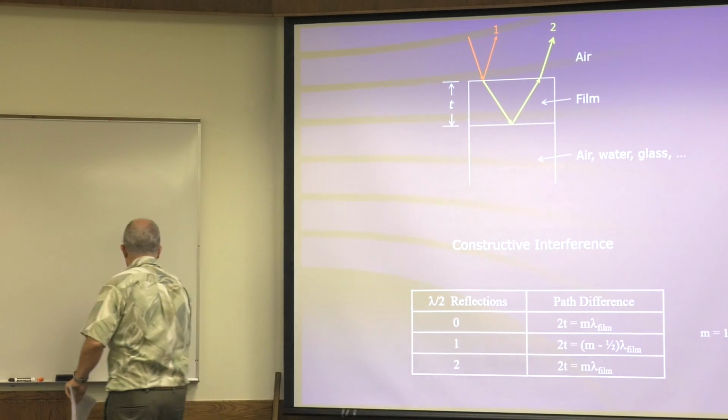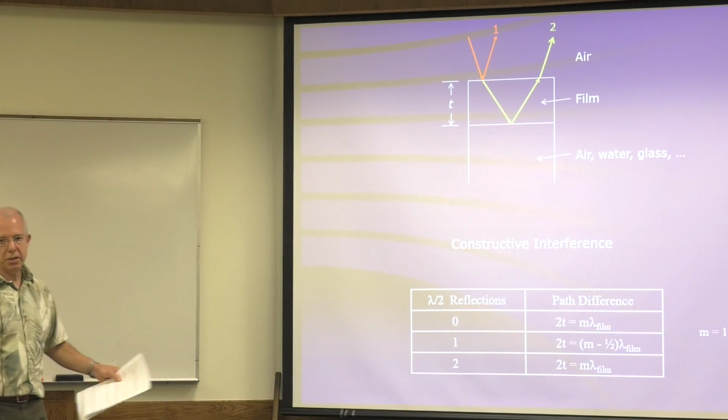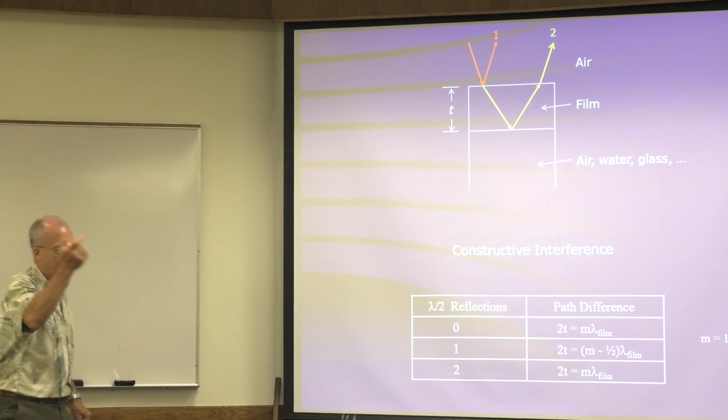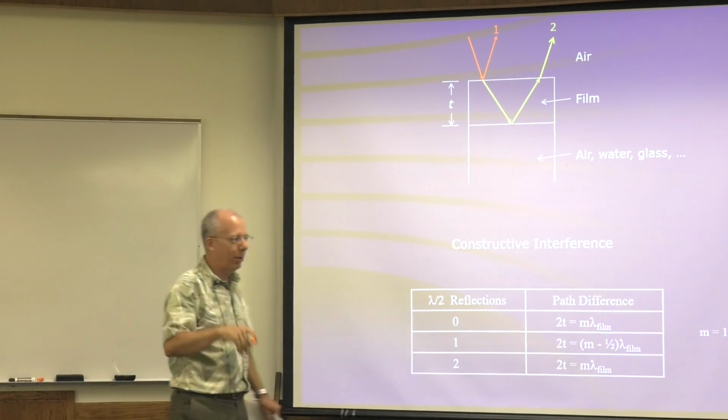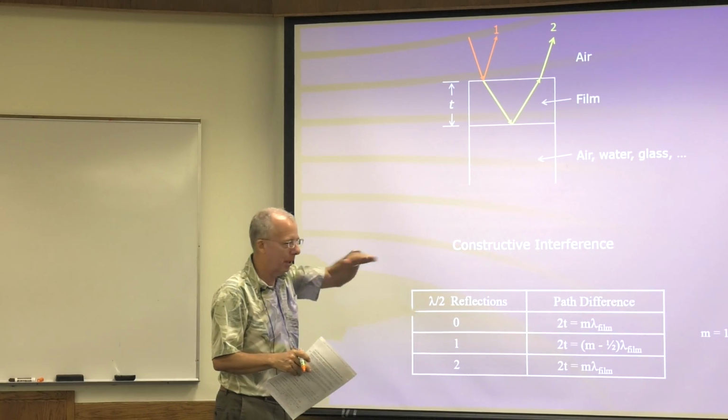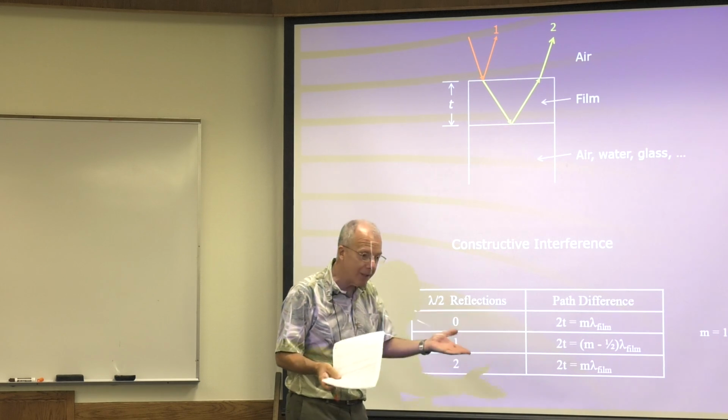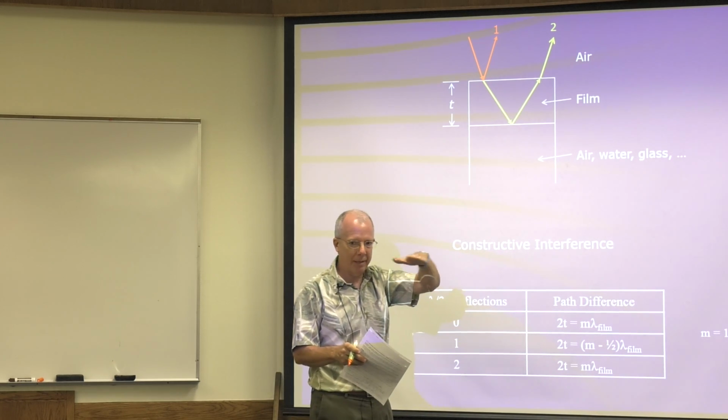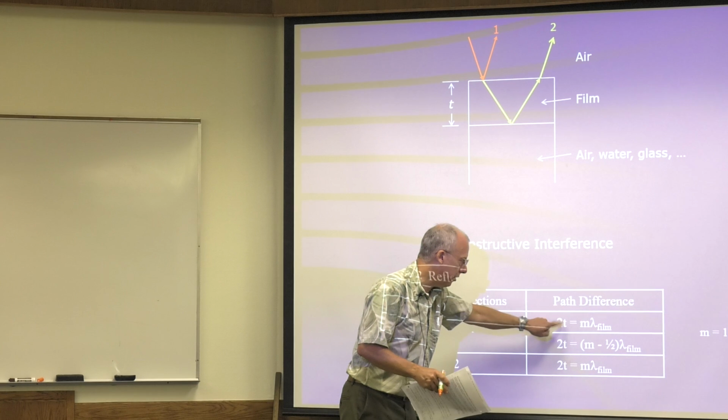Okay. So the question typically asks for the thickness of the film. Like if you're working at some kind of a place where they're putting a thin film on something, and it's really expensive, you want to put as little as you can, right? So you want to solve for t.